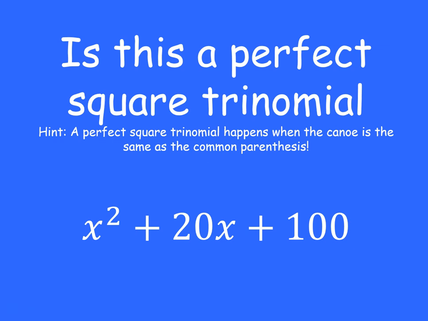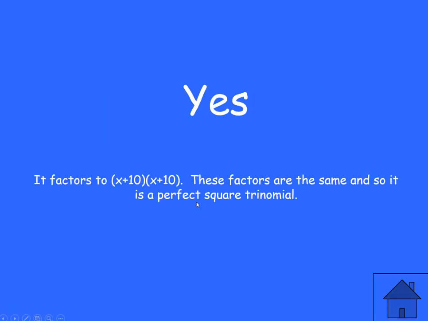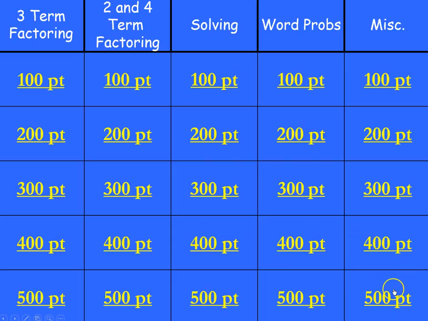Okay, hopefully you had a good chance to do this one. When you factor this, it comes out to be (x plus 10) and (x plus 10). And because those factors are exactly the same, that means yes, it is a perfect square trinomial. And believe it or not, on our Chapter 5 Celebration of Knowledge, there's going to be 2 yes or no questions just like this. All you've got to do is say yes or no. So just factor them and then see if the parentheses are the same.